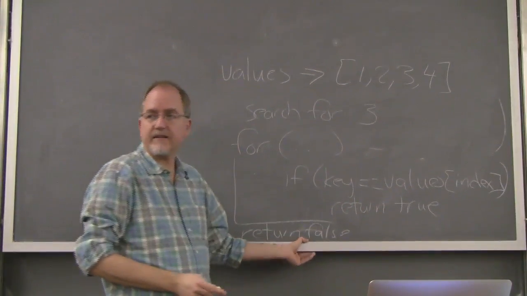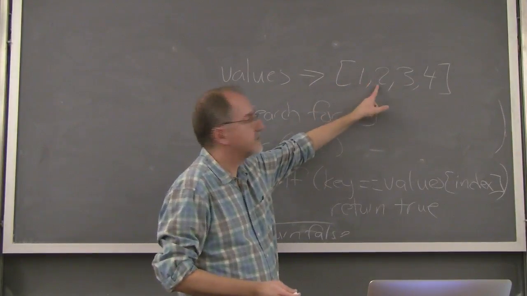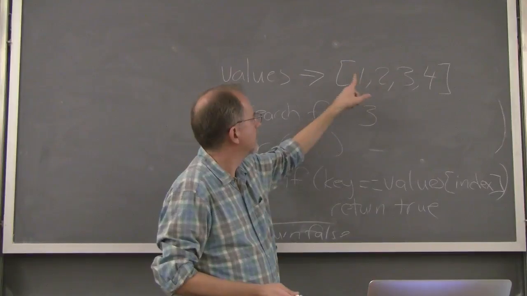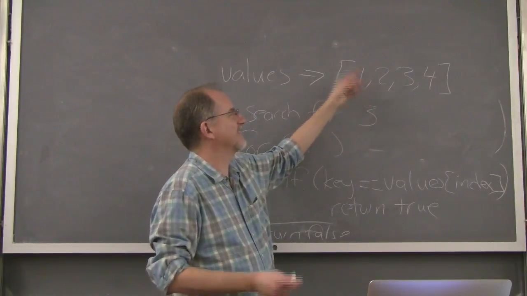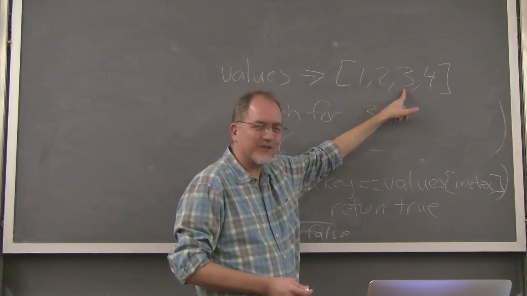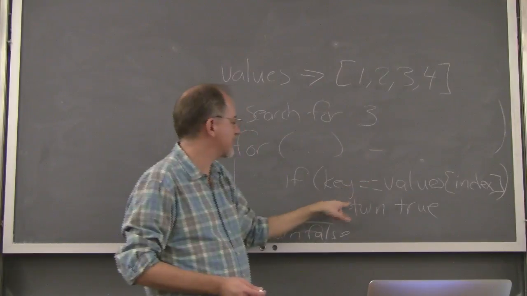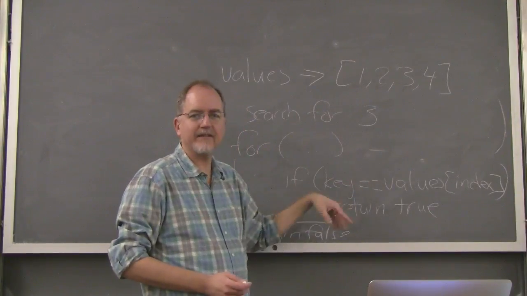So in practice, you see this. Is 3 equal to 1? No. Is 3 equal to 2? No. Is 3 equal to 3? Yes. I'm done. I found it, right? Return true at this point. And once I hit that return true, I'm done with that whole method, right? It doesn't try to do anything more.